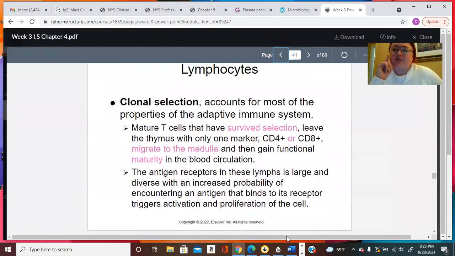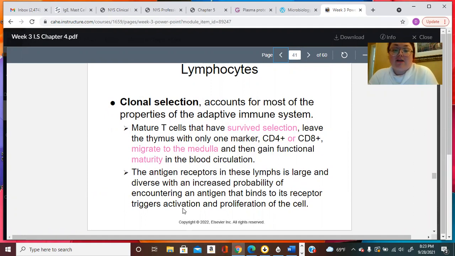So clonal selection accounts for most of the properties of the adaptive immune system. This is essentially just covering the bases of what we just talked about. It's saying here that these mature T cells that have survived the selection process will either become a CD4 or a CD8 positive T cell. That's what it's saying.